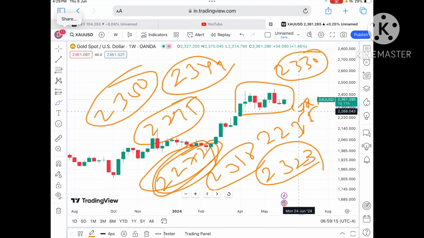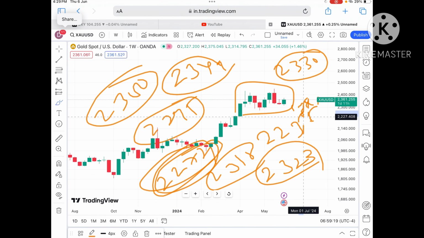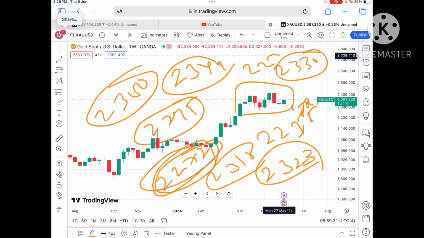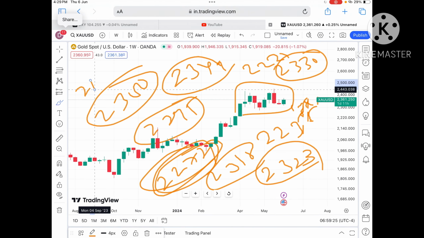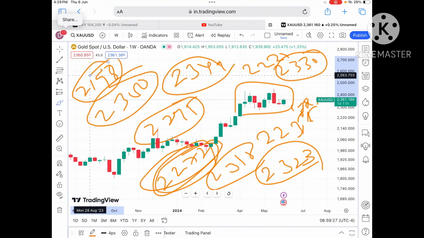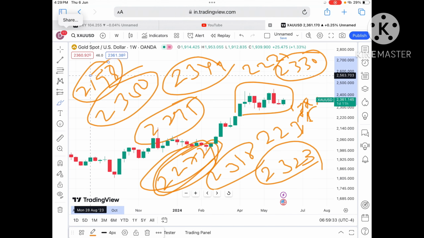As soon as the price starts going below 2272, we can see a further fall towards a level of 2238, and from there a further probability of going towards 2227. If that level moves further down, we can see it will go below a level of 2200, and the probability of crossing a level of 2198 we can see. And if it sustains below that level, we can see a further fall.